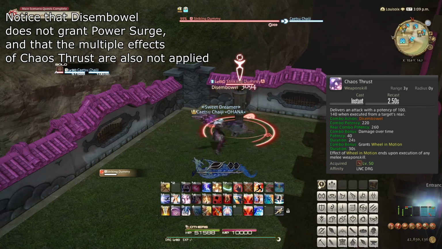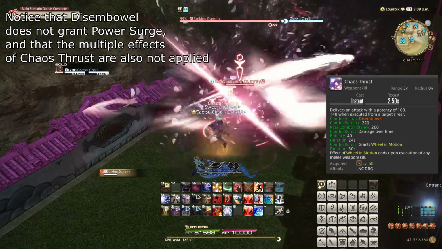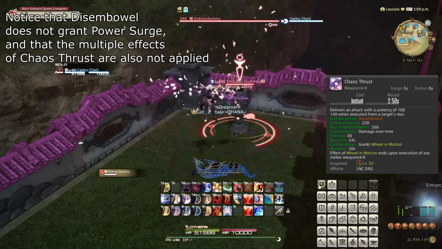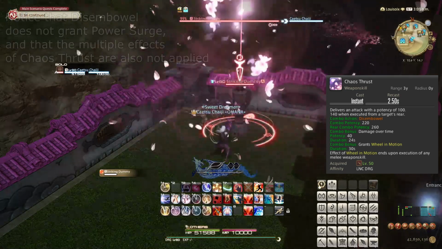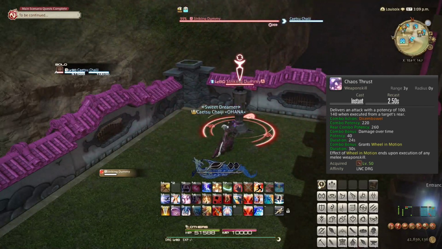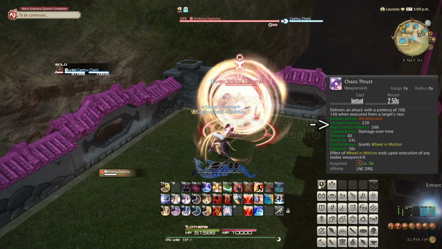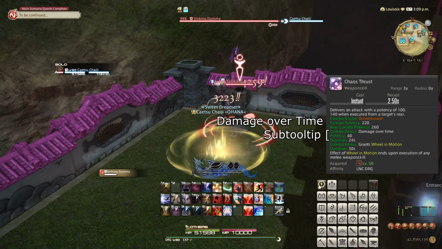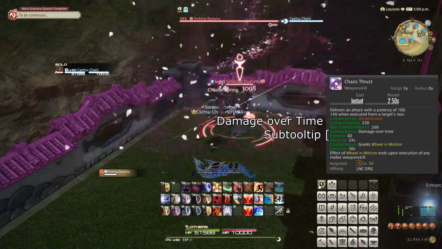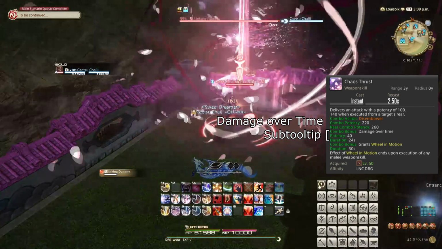When you use an action like Disembowel, but not following its combo action, it will not count as Disembowel and will not boost Chaos Thrust either. Now, we can see that Chaos Thrust jumps to 220 potency or 260 from the rear, and then it also applies a damage over time effect. This damage over time effect does 40 potency and has a duration of 24 seconds.